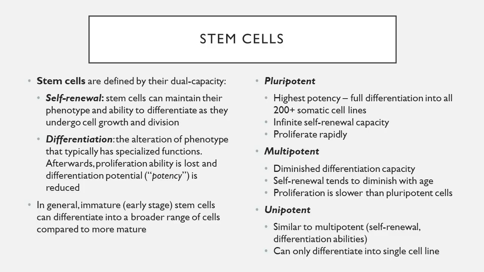The next step down would be multipotent cells, which have a somewhat diminished capacity for differentiation. For instance, all blood cells come from hematopoietic stem cells, which are not pluripotent because they can't, for instance, turn into brain cells, but they can turn into any one of the many types of blood cells. So they are considered multipotent. They also have a self-renewal at a somewhat diminished capacity, and their proliferation rate is slower than that of pluripotent cells. There are also ones that are further down the line that are unipotent, which are similar to multipotent in that they have good self-renewal capabilities and differentiation abilities, but they can only differentiate into a single cell line before they're terminally differentiated.